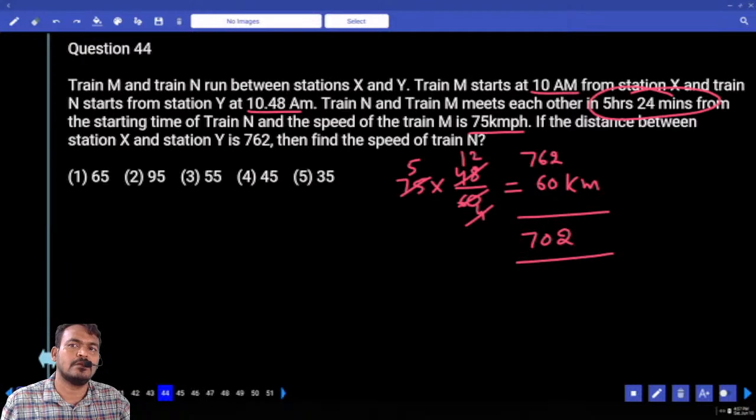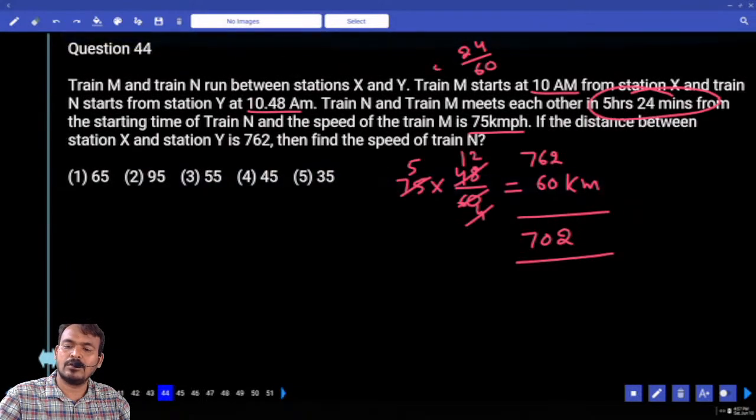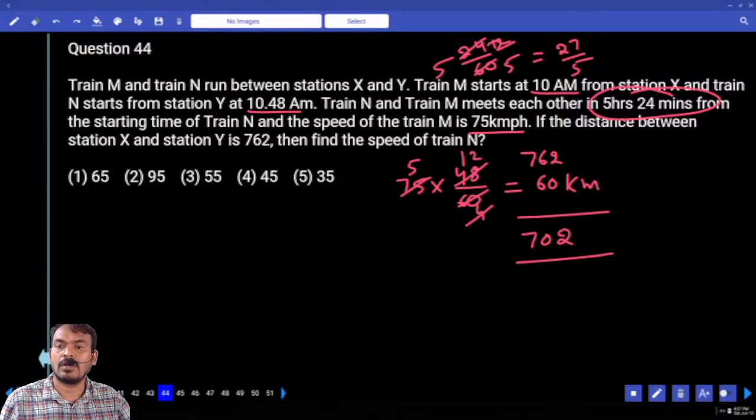702 by 5 hours 24 minutes. 24 minutes means 24 by 60, so 5 hours 24 minutes is 5 and 2 by 5. 5 times 5 is 25, plus 2, total it is 27 by 5 hours. Numerator distance, denominator time. Distance by time gives the speed. In opposite direction, what is the relative speed? Sum of the speeds.